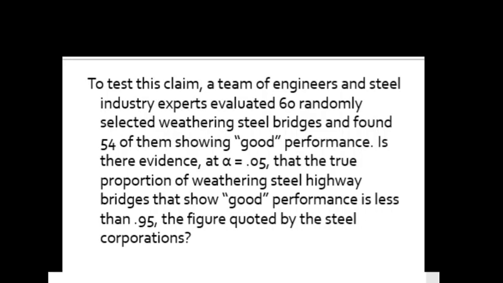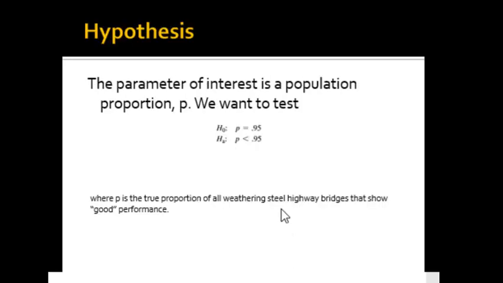Is there evidence at alpha of 0.05 that the true proportion of weathering steel highway bridges that show good performance is less than 0.95? So 0.95 is the proportion we want to compare it with. And so to see if the bridges are deteriorating, we would like to test p equal 0.95 versus p less than 0.95. So if the proportion is less than 0.95, it's a problem. So we will test to see that, where p will be the true proportion of all weathering steel highway bridges that show good performance.